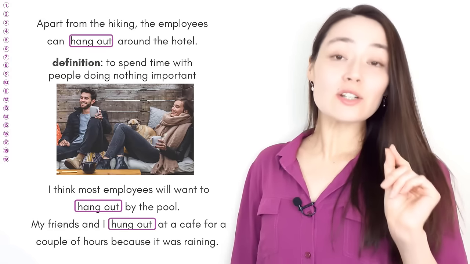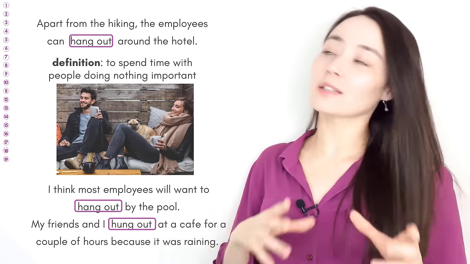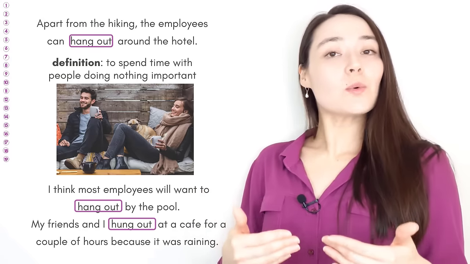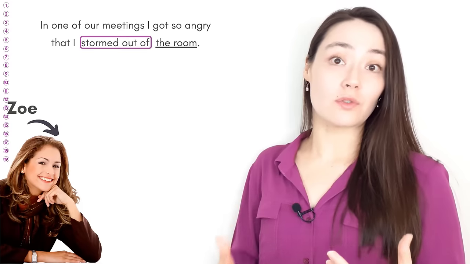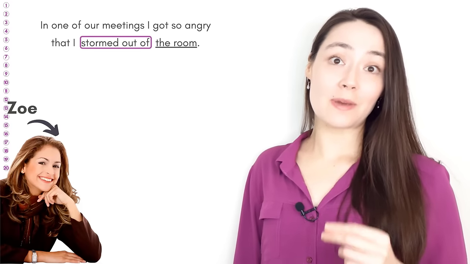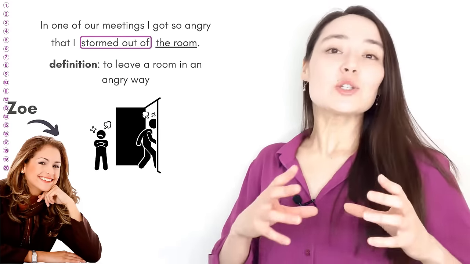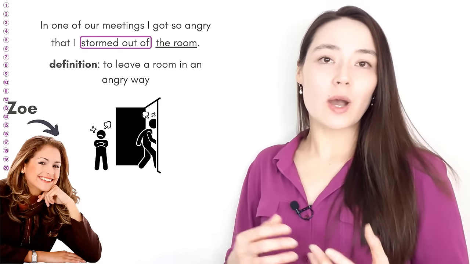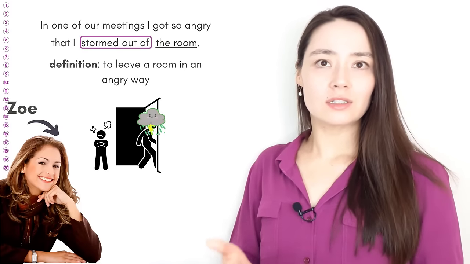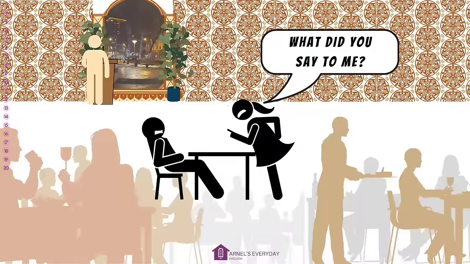You know, I didn't organize this whole team building event by myself. I worked with one of my colleagues, Zoe. To be honest, Zoe isn't the easiest person to work with. In one of our meetings, I got so angry that I stormed out of the room. Storm out. Definition. To leave a room in an angry way. Kind of like you're a storm. What did you say to me?